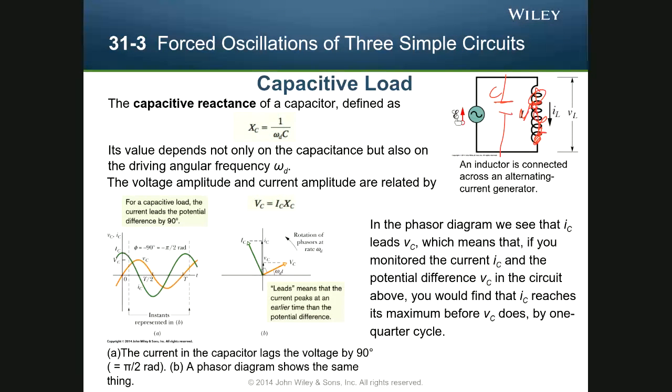voltage source. As we can see here, you're going to want to notice the current now peaks before the voltage. One way to say this is that the current leads the potential, and lead here means that the current peaks at an earlier time than the potential difference. And these are often called ICE circuits.